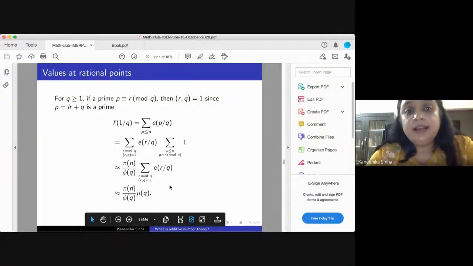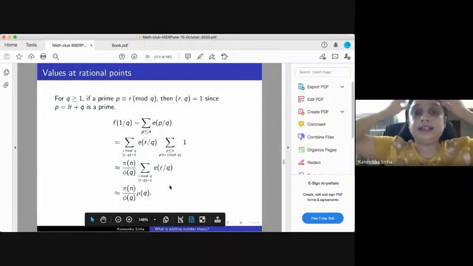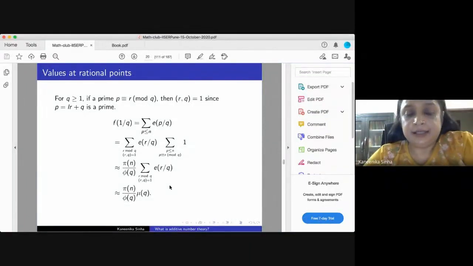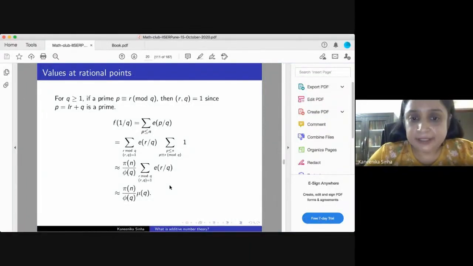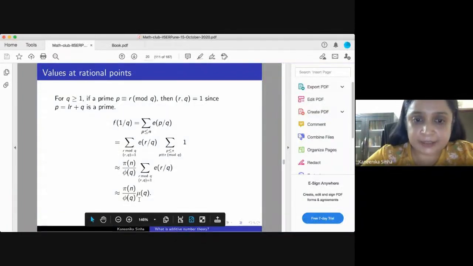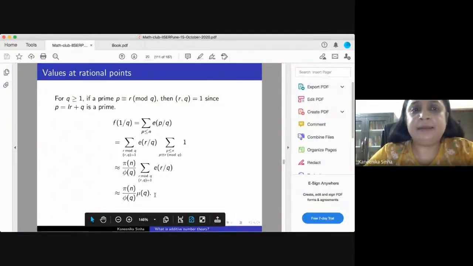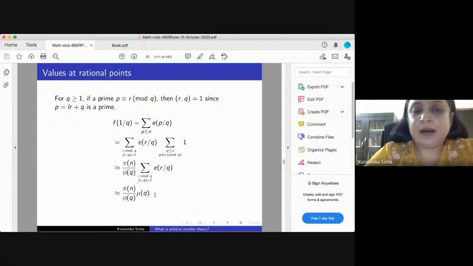In fact, it turns out that if this number q is square free, that means it can be written as a product of distinct primes without any higher powers, then this would take the value 1 or minus 1. But even if one of the prime factors appears to the power of 2, then this value just becomes 0.